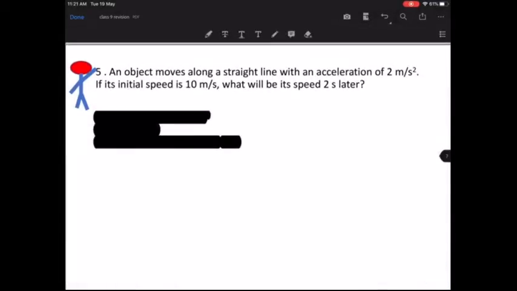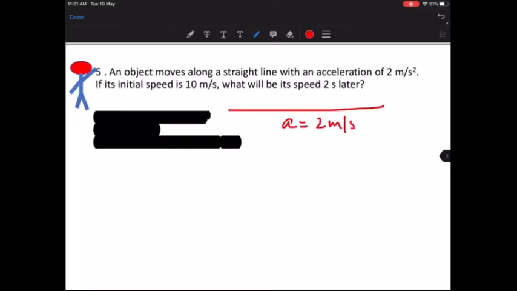Okay, so look at this next question. An object moves along a straight line with an acceleration of 2 meters per second. So let's say this is the straight line. Now the acceleration is given as 2 meters per second square. Whenever it is meters per second square, you have to understand that it's an acceleration. Now initial speed is given. So what is the initial speed? It is 10 meters per second, initial speed.